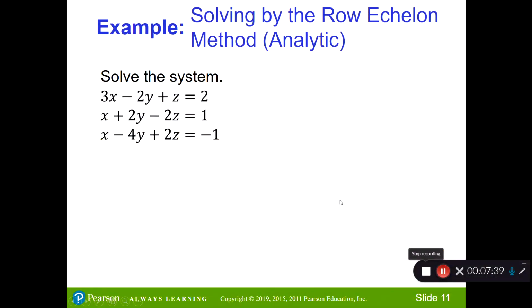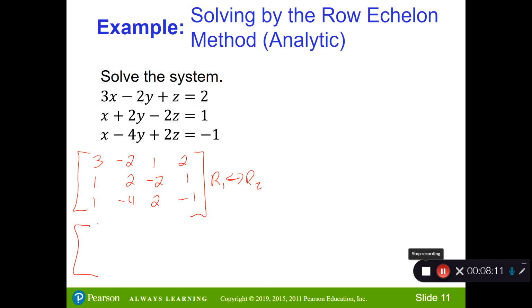All right, let's solve this system. So first thing that we do is we put it into a matrix. So we're going to go 3, negative 2, 1, 2. That's my first equation. My second is 1, 2, negative 2, 1. And then 1, negative 4, 2, and negative 1. Now to get in row echelon form, I need a 1 here. But rather than start working with fractions right away by dividing by 3, I'm just going to flip the 2 rows. So I'm going to flip row 1 and row 2. So I'll have 1, 2, negative 2, 1, 3, negative 2, 1, 2, 1, negative 4, 2.